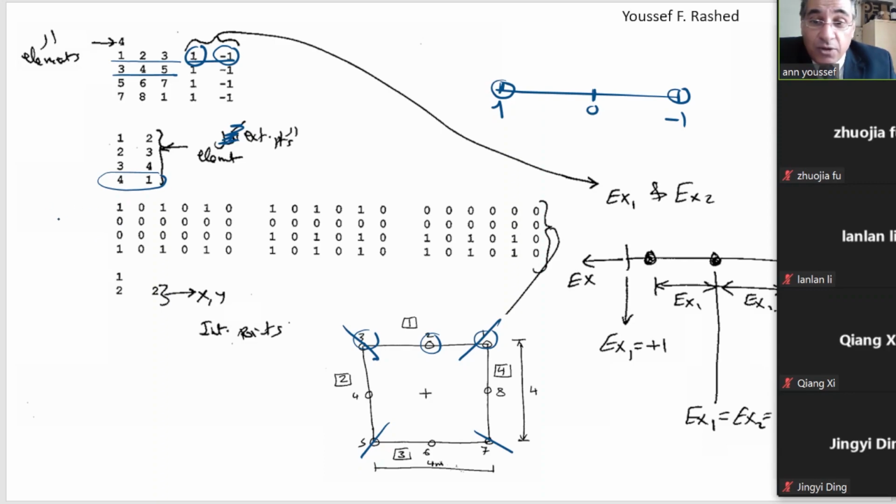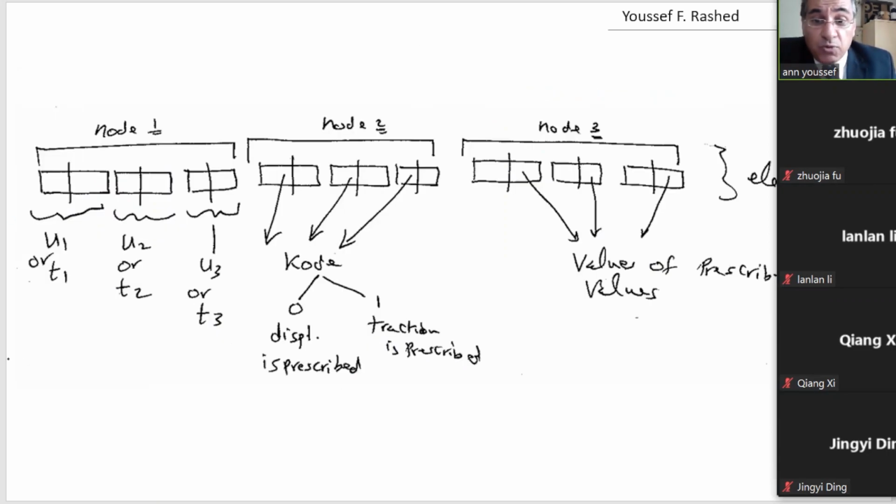Okay? And we have 4 lines here, 1, 2, 3, 4. This is called the boundary conditions. This is very, very important to understand. Let us understand first how we can write these boundary conditions. Each line is for each element. So this one is one element, and in this element we have 3 nodes. At each node, we have 3 displacements or 3 tractions.